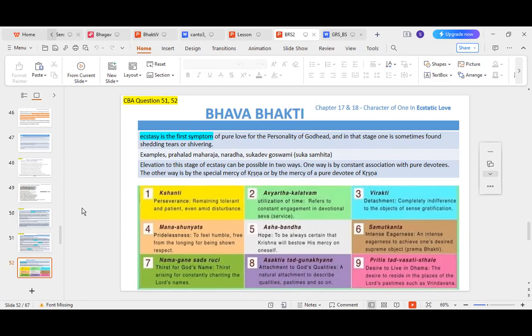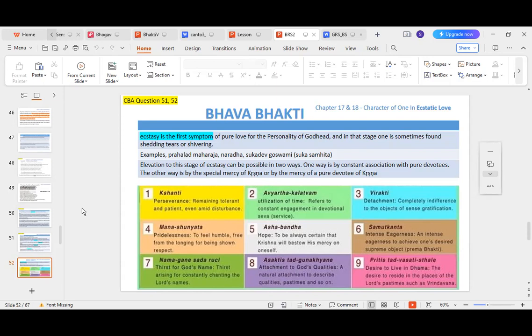Ashabandha, that we can see. Ashabandha is always the hope that Krishna will save. Intense eagerness, samutkanta. Samutkanta is eagerness. Nama Gane Ruchi, we have seen. Asakti tad gunatmani. Asakti. So one is virakti, another is asakti, which means one is detachment towards the material, virakti, and the other is eagerness. This is again attachment towards Krishna. Whatever it be, whatever qualities, whatever thing. This is number 3 and number 8, kind of opposite.